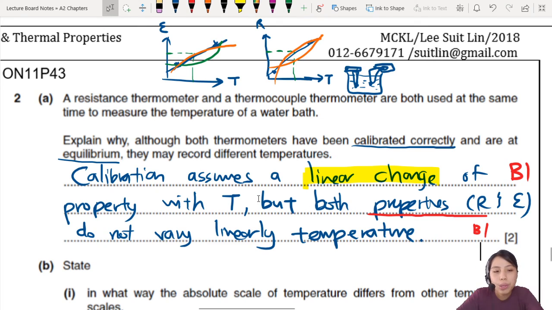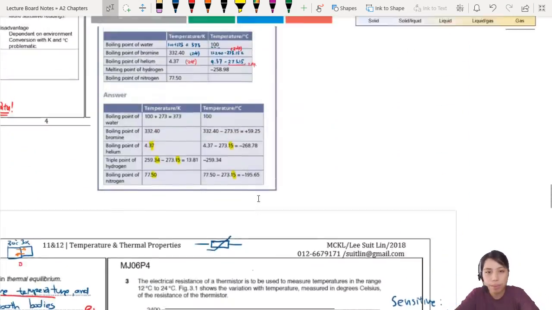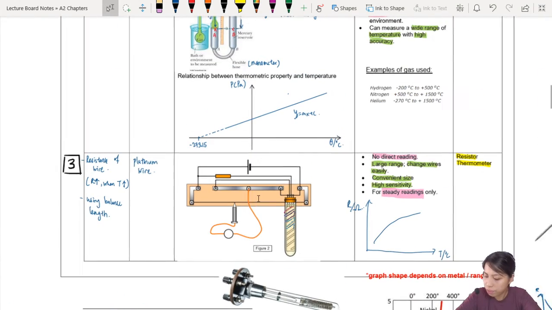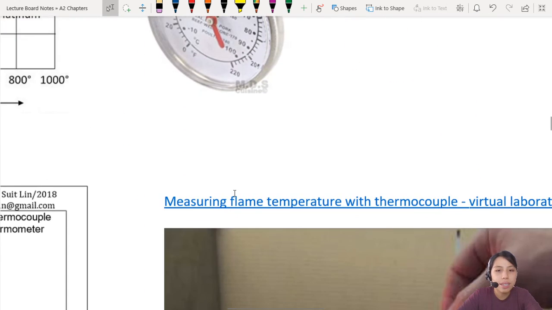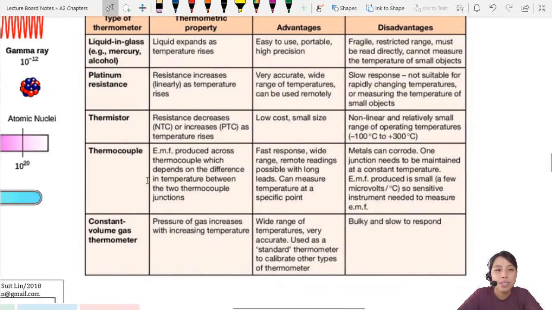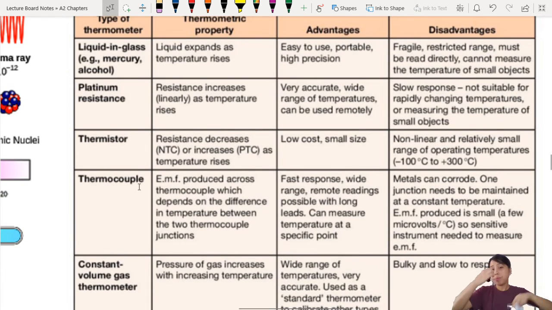Now I want to comment on one thing. In one of the textbooks, where is the textbook? Let me see if I can find it again. This one. There are some summary texts, a summary of all thermometers. There, they talk about the platinum resistance thermometer down here. They say linearly. And yes, it's linear for the most part if you use platinum.